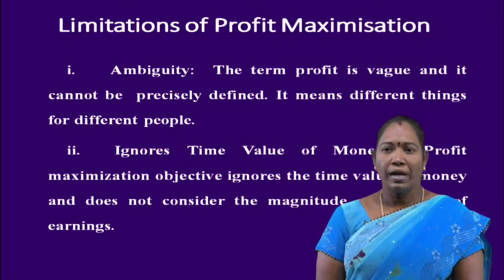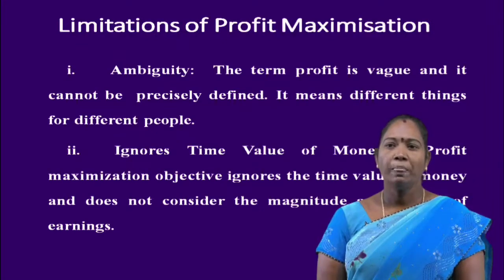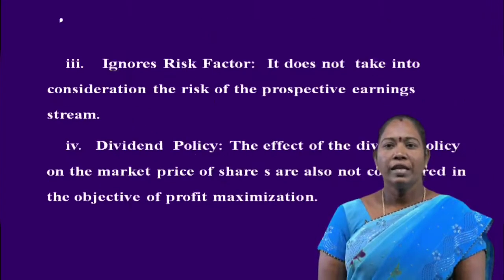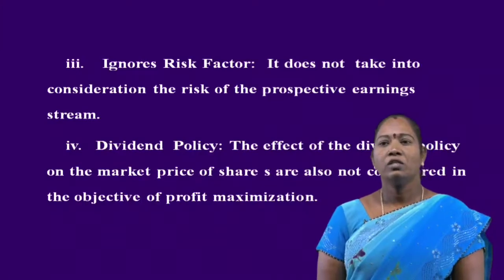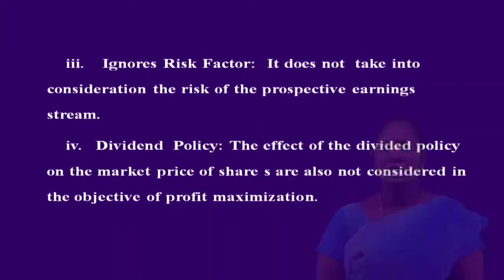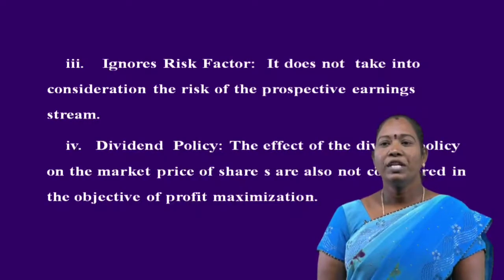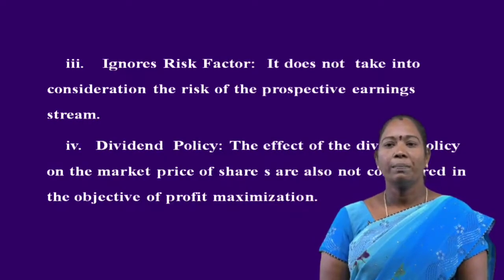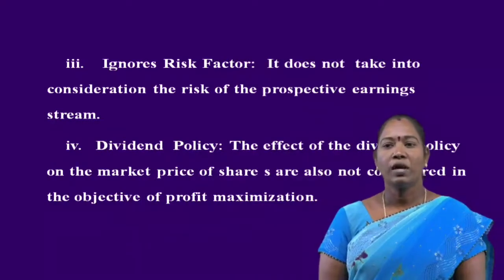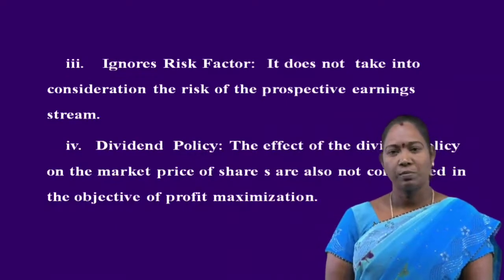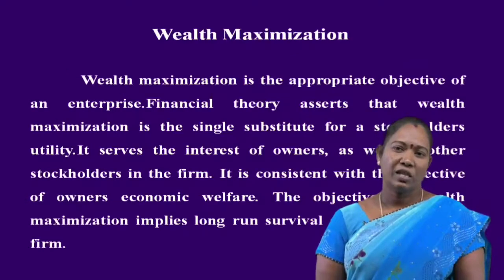Ignores time value of money. The profit maximization objective ignores the time value of money and does not consider the magnitude and timing of earnings. Then, it ignores the risk factor. It does not take into consideration the risk of the prospective earnings stream. Dividend policy. The effect of the dividend policy on the market price of shares is also not considered in the objective of profit maximization.